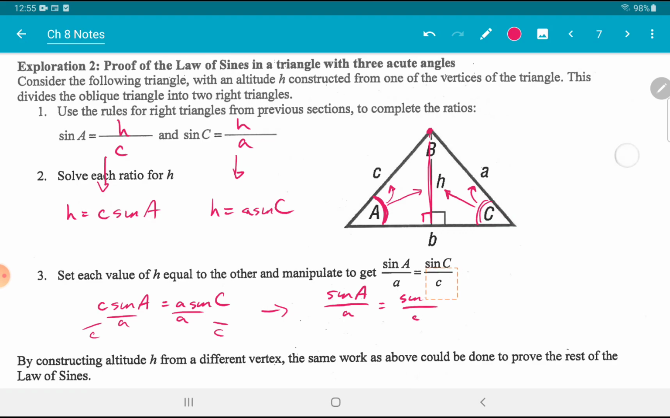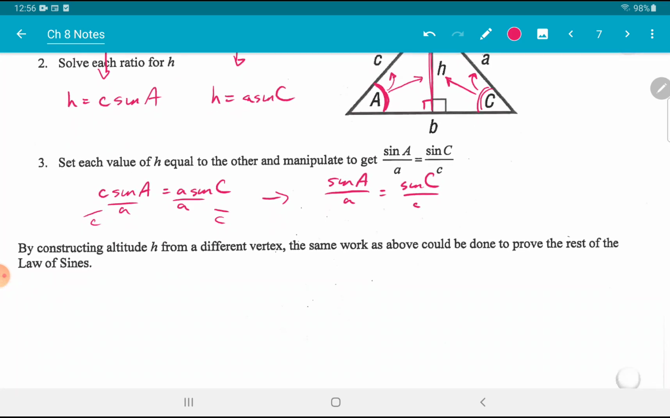You'll notice that the angles are capital letters, and the side lengths are lowercase letters. What we have just developed is a way in which you can use angles and sides of non-right triangles to find missing parts of that triangle.